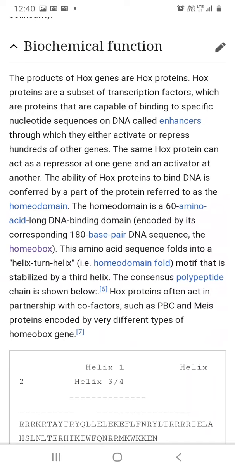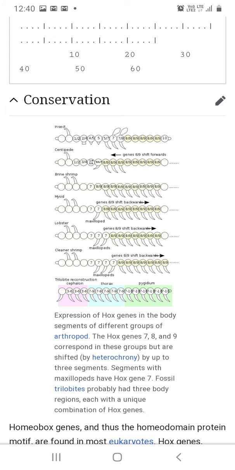Products of Hox genes are called Hox proteins, and Hox proteins are a subset of transcription factors, which are proteins capable of binding to specific nucleotide sequences on DNA called enhancers, through which they either activate or repress hundreds of genes. This is a diagram showing the conservation of the Hox gene in various arthropod animals.